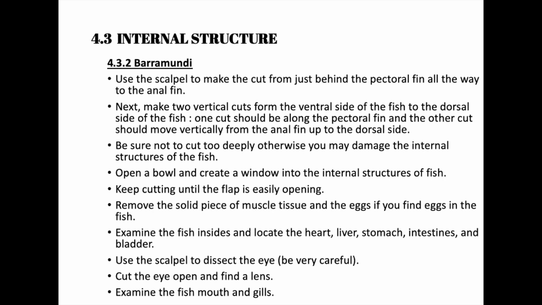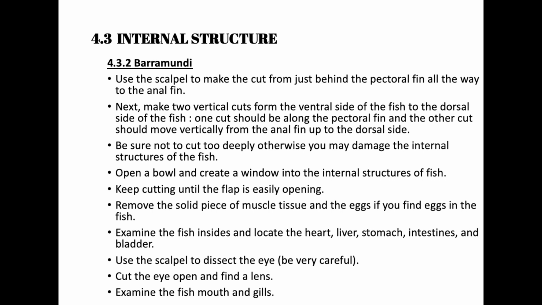Barramundi. Use a scalpel to make the cut from just behind the pectoral fin all the way to the anal fin. Next, make 2 vertical cuts from the ventral side of the fish to the dorsal side of the fish. One cut should be along the pectoral fin and the other cut should move vertically from the anal fin up to the dorsal side. Be sure not to cut too deeply, otherwise you may damage the internal structures of the fish.